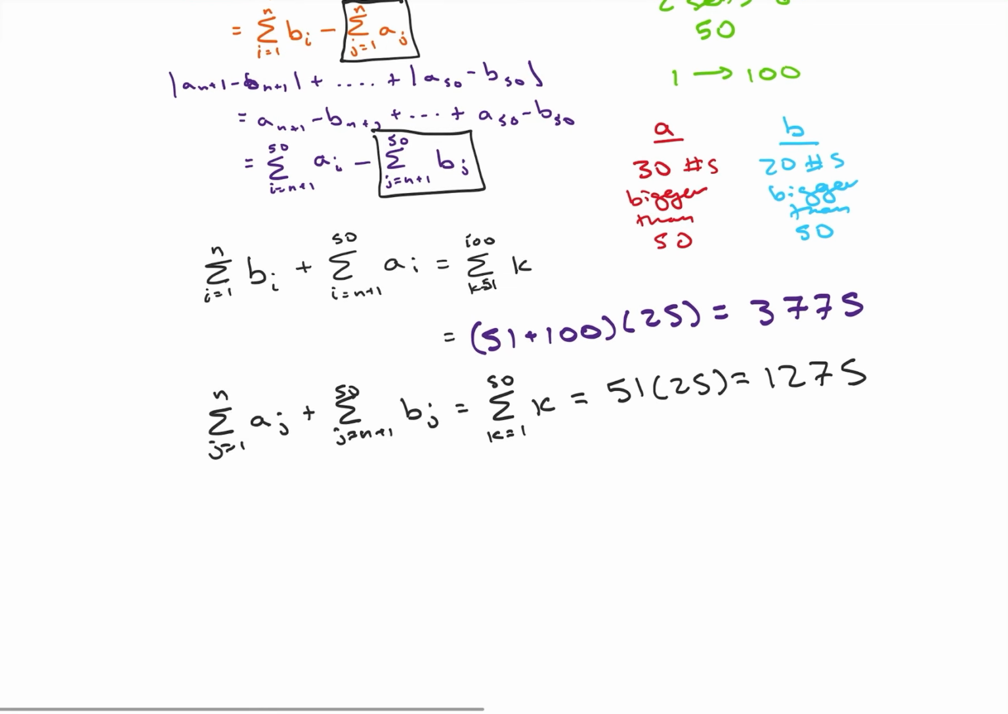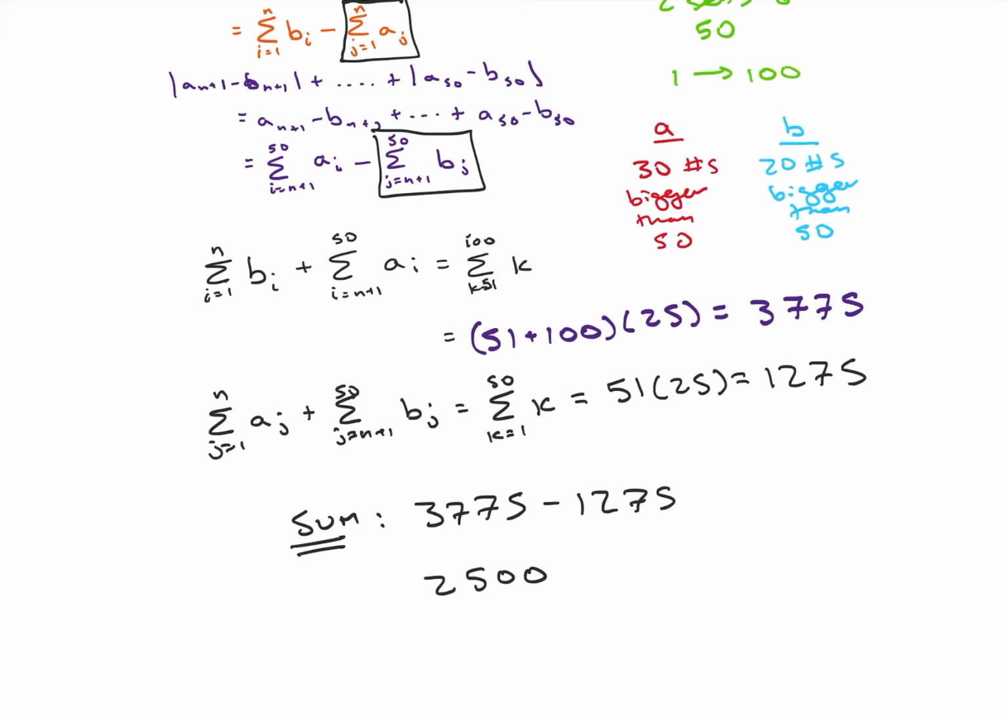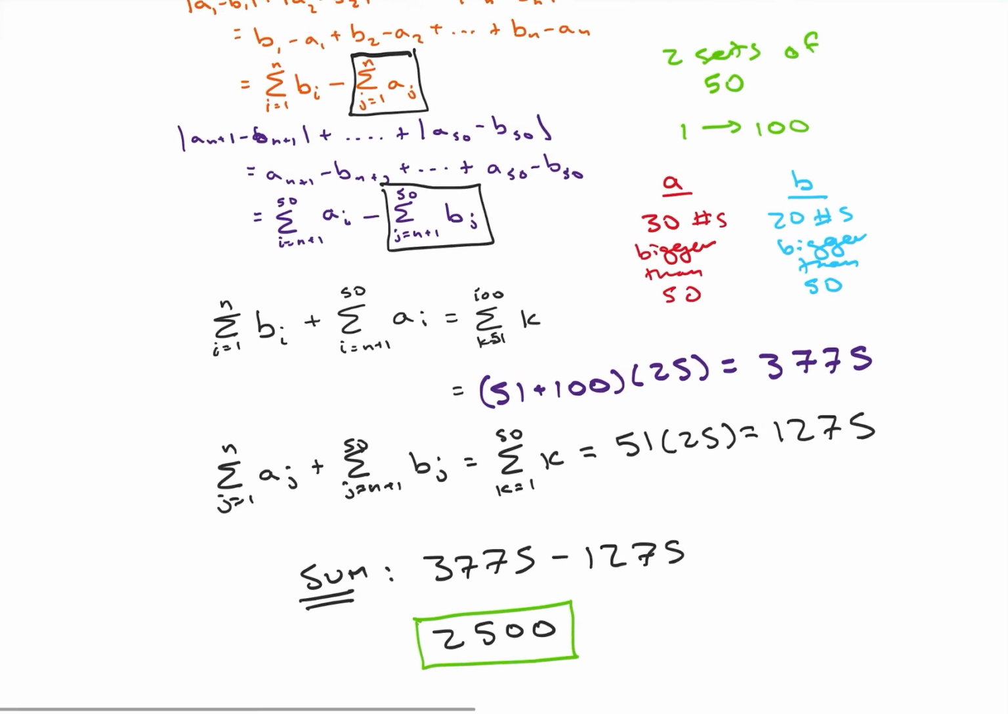And now for the total, my sum that I'm calculating, I'm going to get 3,775 minus 1,275. So my answer is going to be 2,500. And that is what we were looking for.